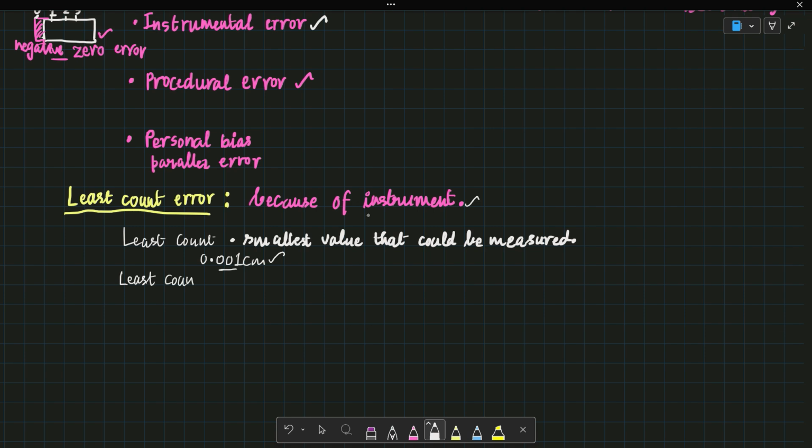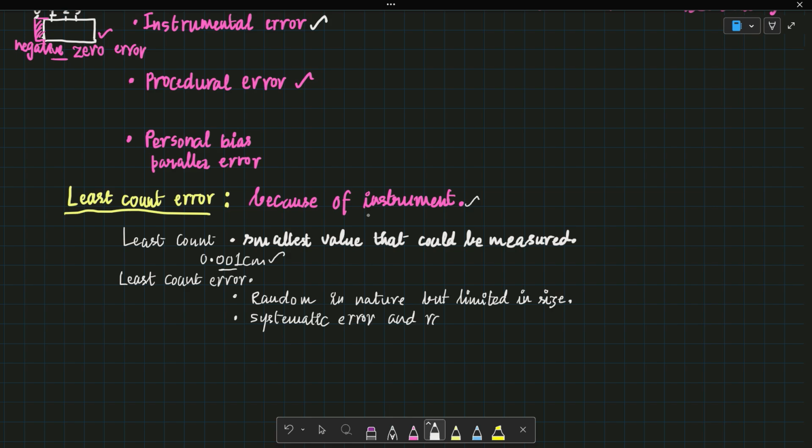So least count error will always be there, and this is random in nature. This occurs in both systematic error and random error.